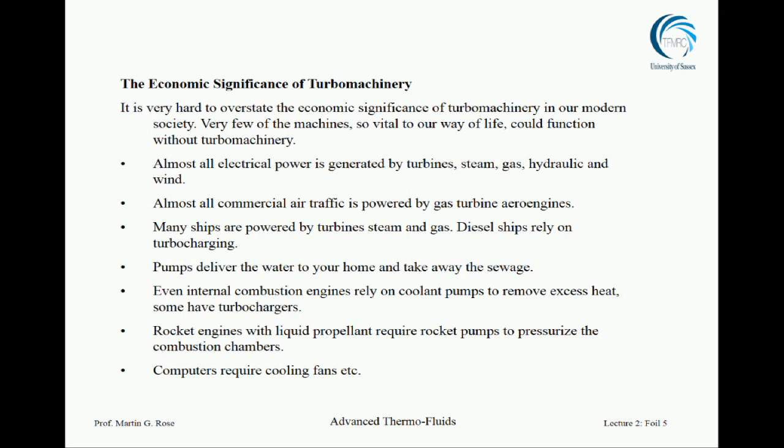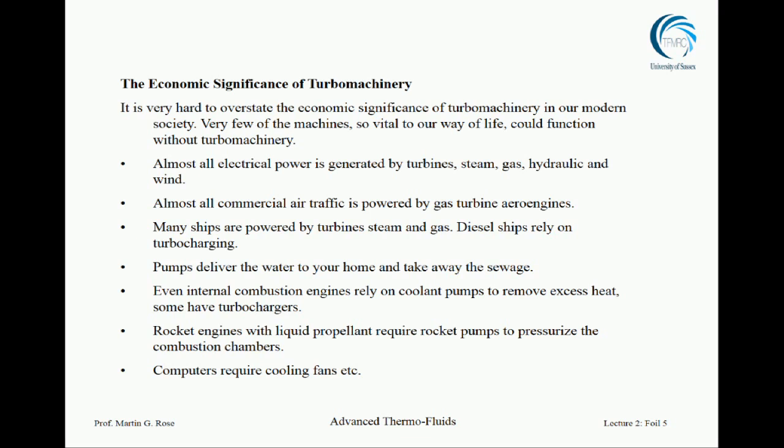All commercial air traffic is powered by gas turbine aero engines. Most ships are powered by steam turbines or gas turbines. Even diesel ships rely on turbochargers. And a diesel turbocharger for a ship is a huge machine in its own right. About 2 megawatts of power is the shaft power of the turbocharger, shoveling the air into the huge reciprocating diesel that's driving the ship.